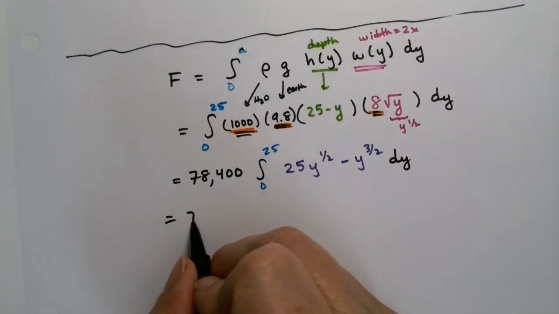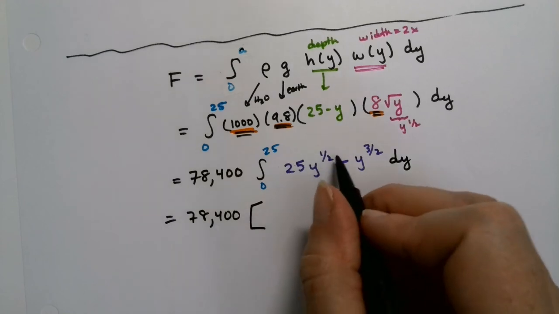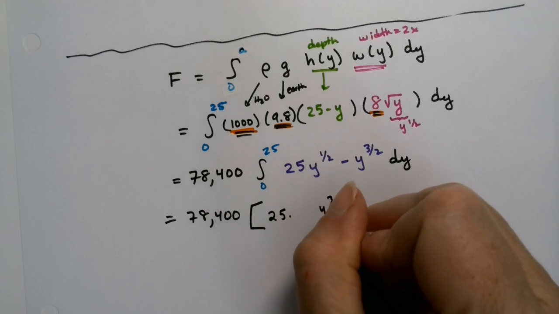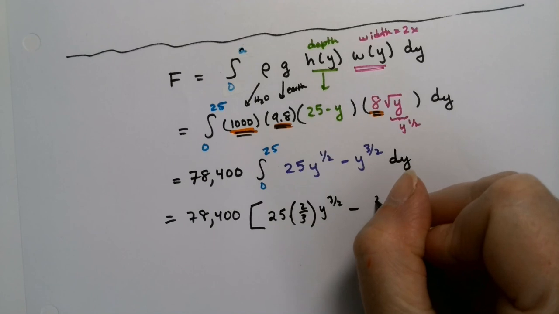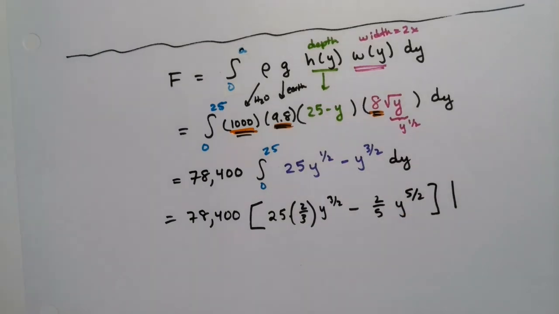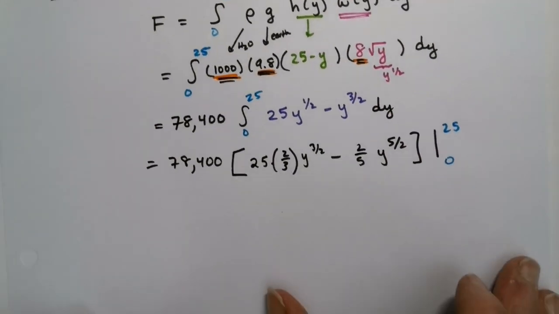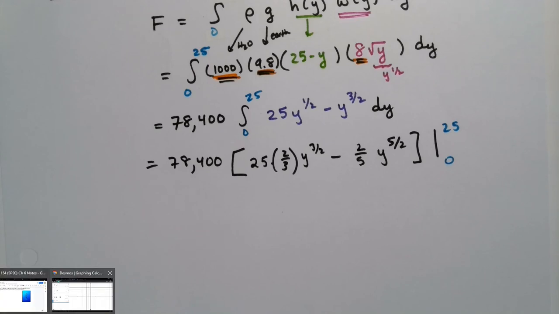which is 78,400 times, all right, add 1 to the power, so it'd be 25 times y to the 3/2 and then 2/3 minus 2/5 y to the 5/2. And we're going to take this from 0 to 25. Well, once again, the 0 is irrelevant, right? All we really want to do is put 25 into that thing. So I'm just going to do that with Desmos.